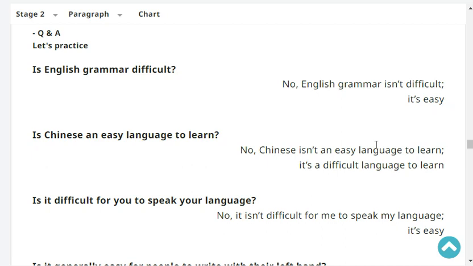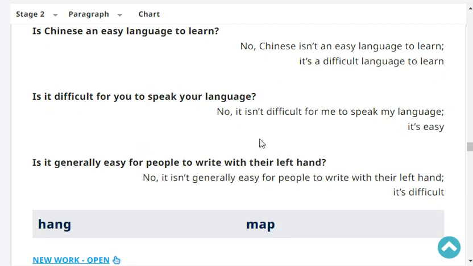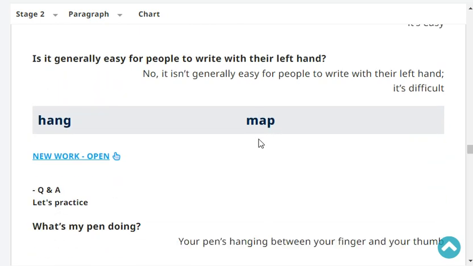No, Chinese isn't an easy language to learn. It's a difficult language to learn. Very good. Is it difficult for you to speak your language? No, it isn't too difficult for me to speak my language. It's easy. Very good.